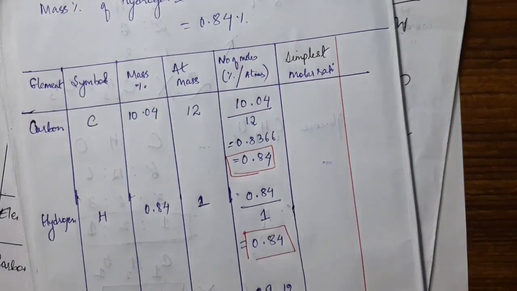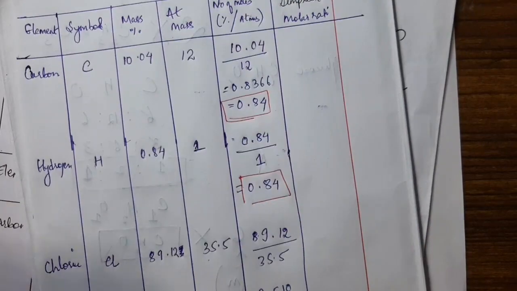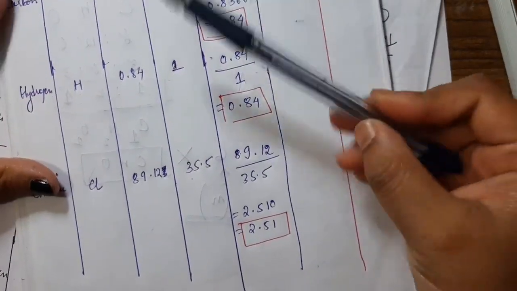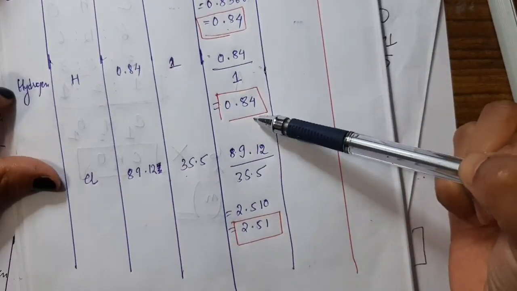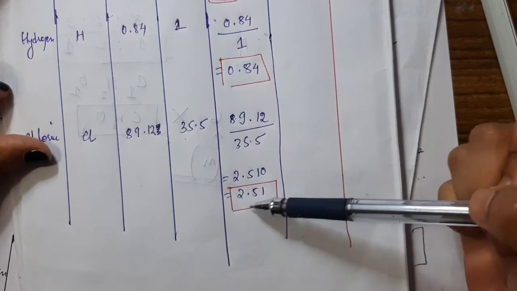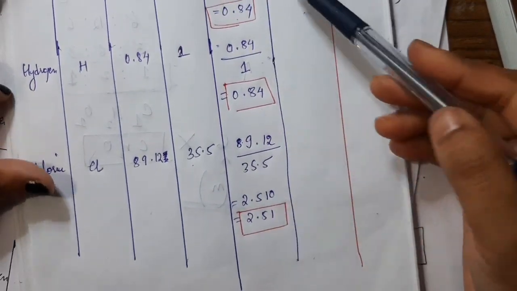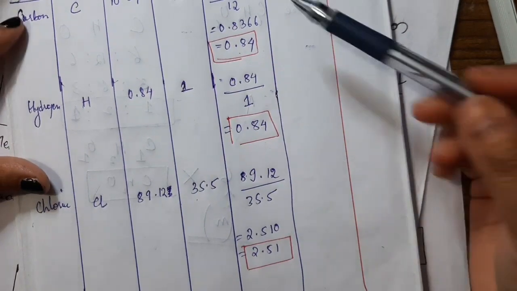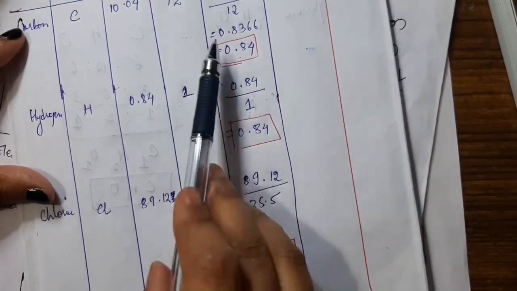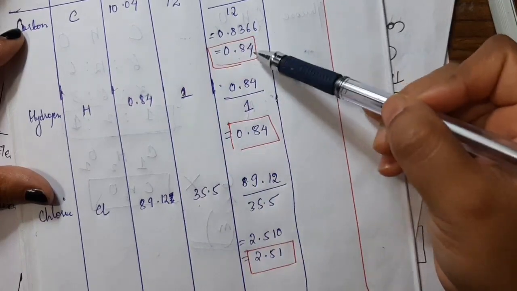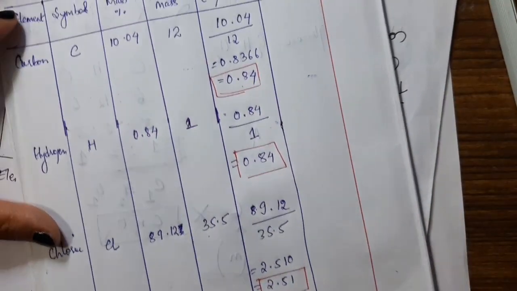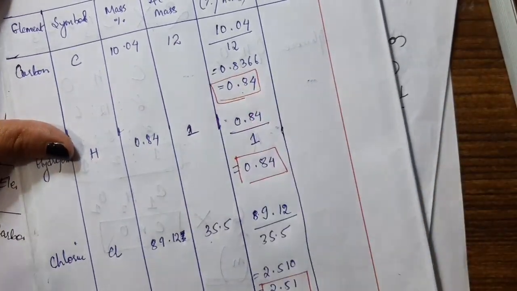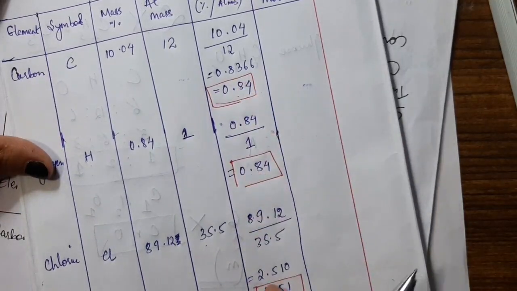Okay, now how we are going to find the simplest molar ratio is, now we have got the number of moles for carbon is this much, for hydrogen is this much, and chlorine is 2.51. Out of these 3, we are going to find the lowest one, the smallest one. Which is the smallest one? These 2 are the same, the smallest value is 0.84. Now with the smallest number, we are going to divide all of these 3.